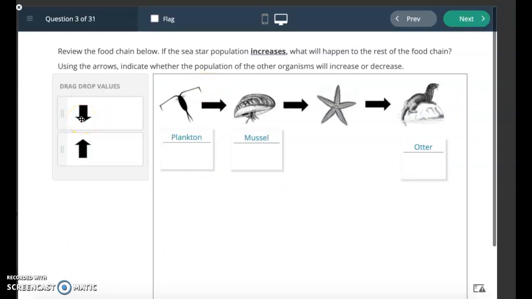Number 3, review the food chain below. If the sea star population increases, what will happen to the rest of the food chain? Using the arrows, indicate whether the population of the other organisms will increase or decrease. You're going to drag the increase button or the decrease to whatever organism you think it's going to increase or decrease.